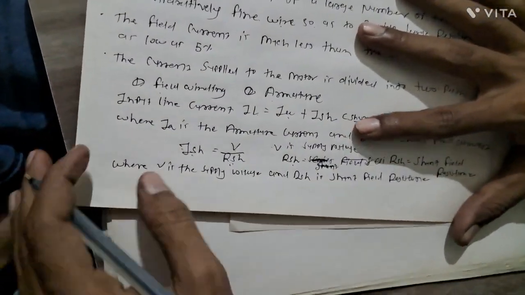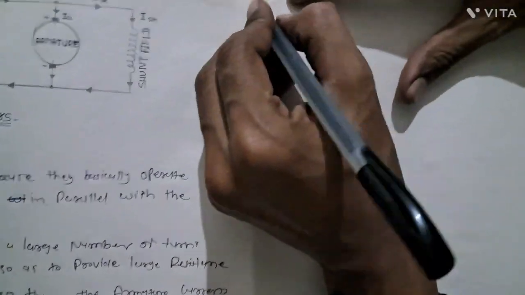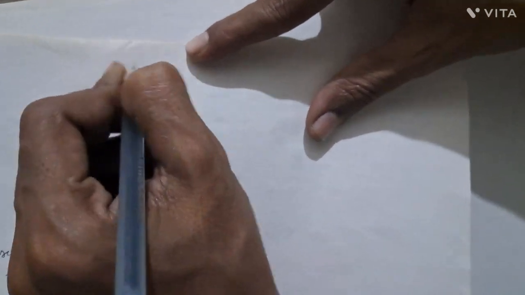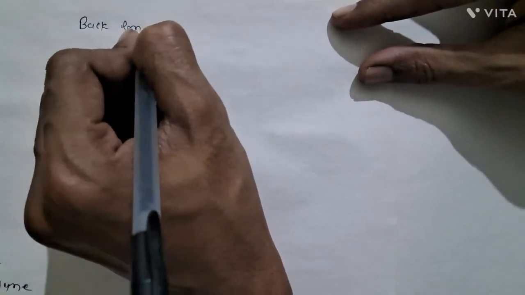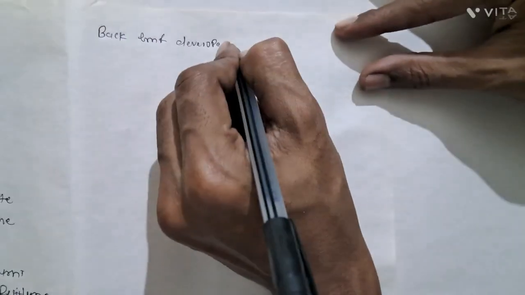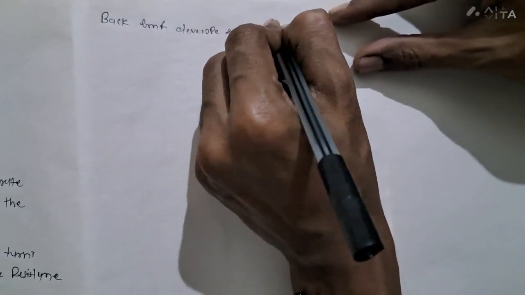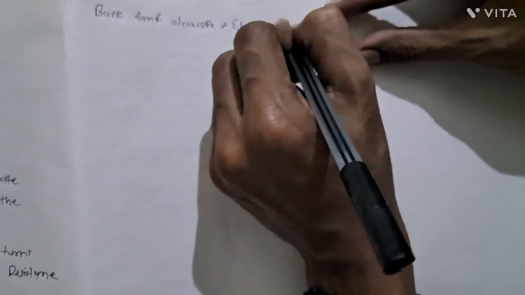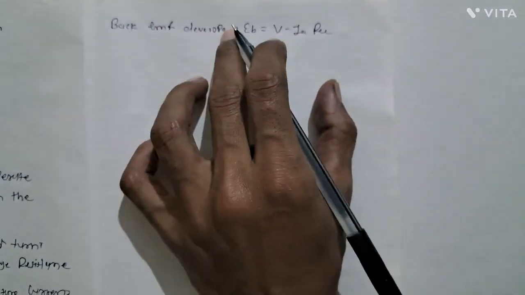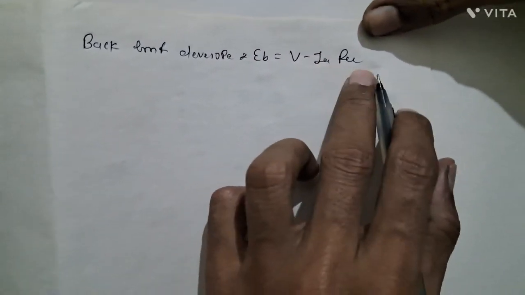The back EMF developed in this motor, EB, is equal to V minus IA RA.